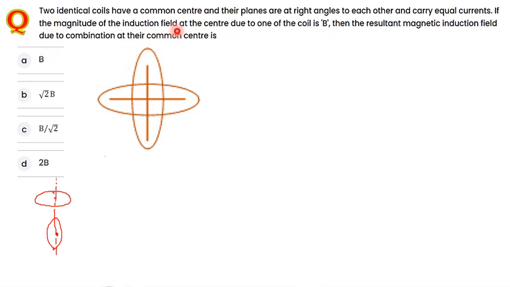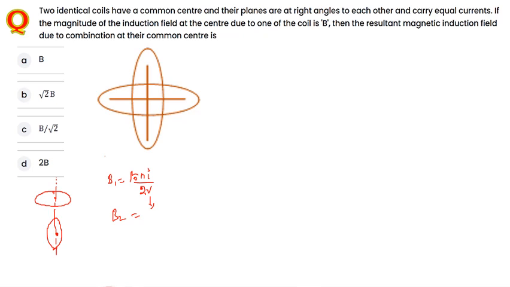The magnitude of magnetic induction field at the center due to the coil is B. So what they have given here, in this case, you already know the formula: B is equal to mu naught N I divided by 2R. Both are similar in this case. So for that I mention B1, say for example B1 or B2, similar like this you are going to have.